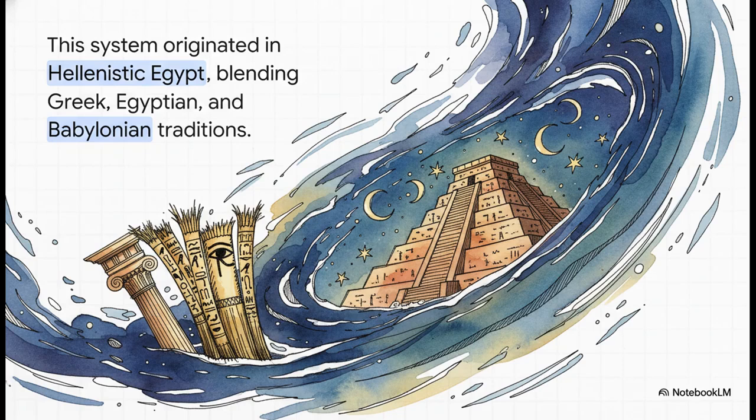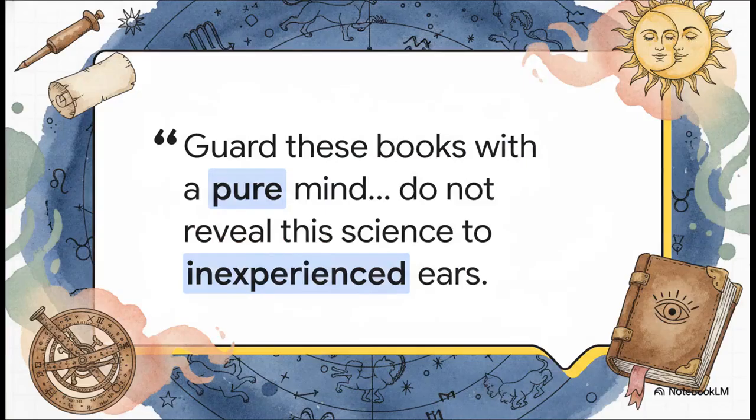This incredibly sophisticated system was born in the melting pot of Hellenistic Egypt, way back around the 1st century BCE. It was this amazing blend of Greek philosophy, Egyptian religion, and Babylonian astronomy. This wasn't some simple party trick. It was a complex, serious, intellectual practice. And they took it so seriously. Just listen to this. The 4th century astrologer Firmicus Maternus actually made his students swear an oath to protect this knowledge. This wasn't just information to them. It was considered a sacred teaching, almost like a revelation of the divine order of the cosmos.